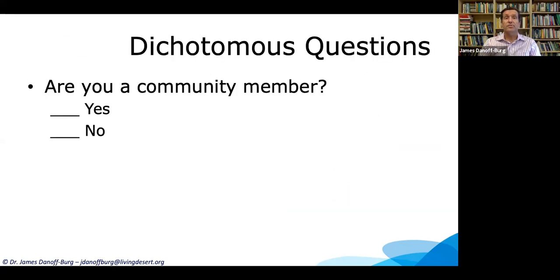All right, so let's begin with the first one, the easiest one, a dichotomous question. Dichotomous: di means two, and cotomous means branches, so two choices. So here's an easy one. Are you a community member? Are you a member of this community? Are you a community member of whatever community it is that you're interested in researching? Yes or no?